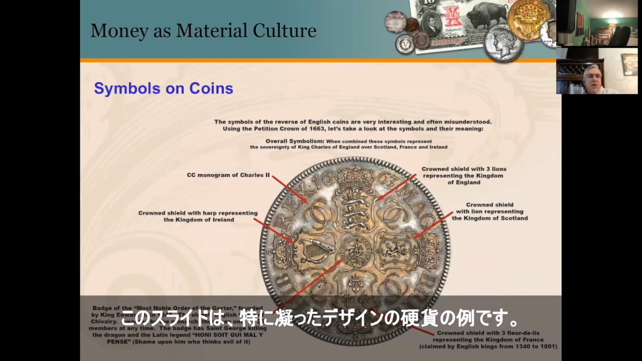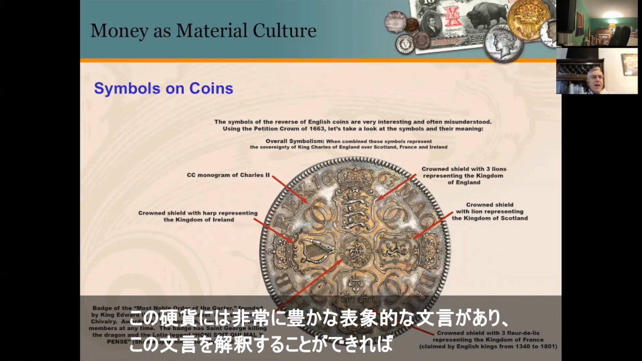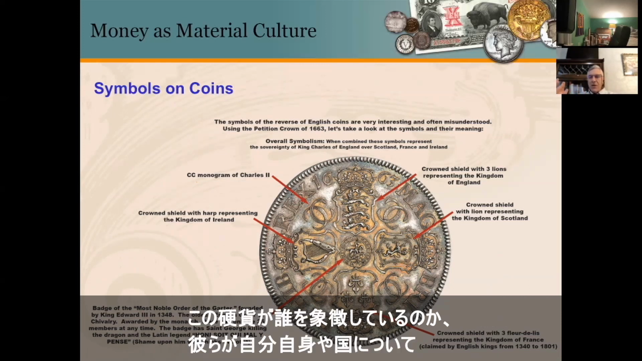Now here's an example of a particularly ornate coin, which has a very rich language of symbols on it. This language of symbols, when you can interpret it, will add a lot to the knowledge of what this coin stands for, who issued it, and what they wanted to say about themselves or about their country.